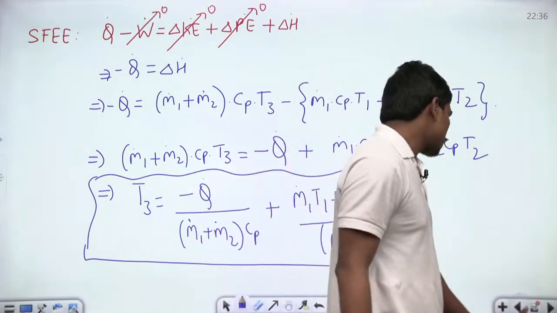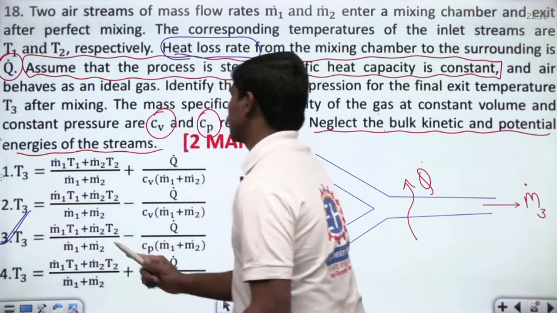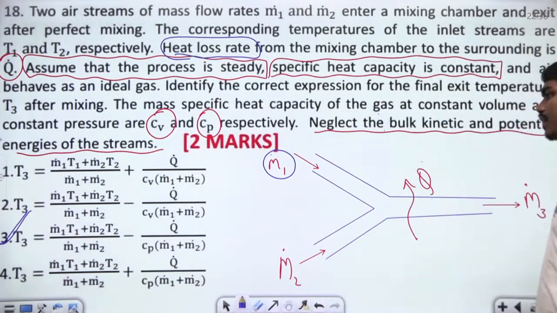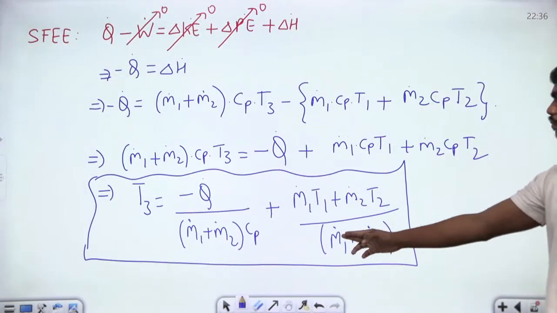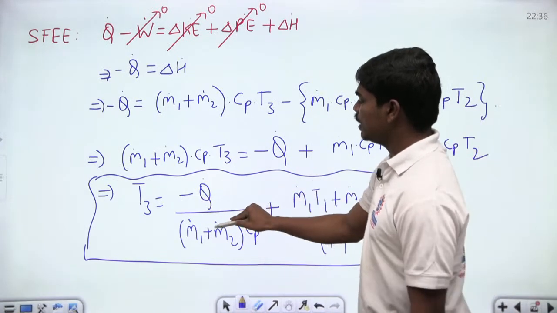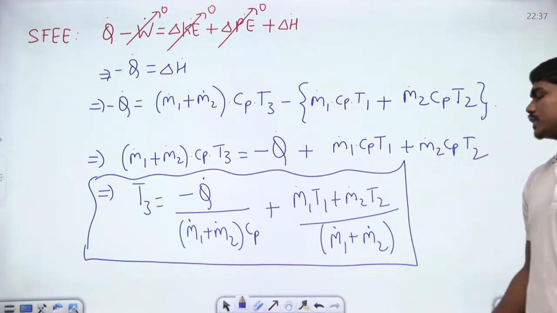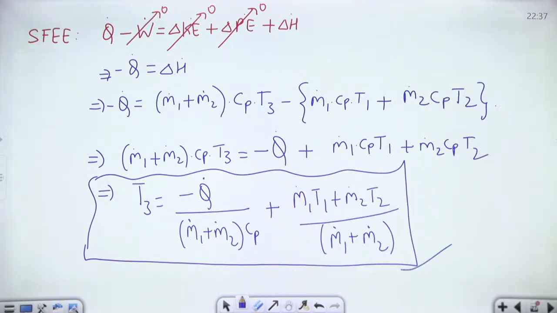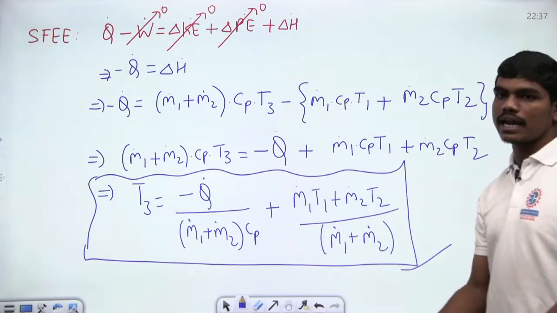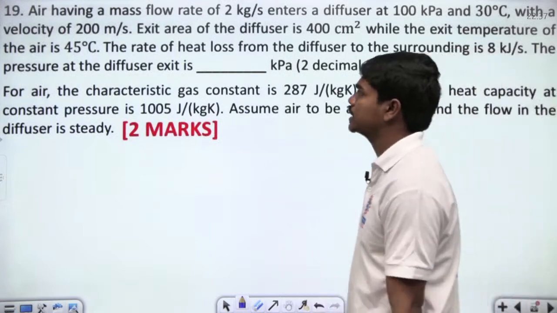M1 dot plus M2 dot. So now if you see, this option is somewhere here, the third option, correct? M1 dot T1 plus M2 dot T2 divided by M1 dot plus M2 dot, minus Q dot divided by M1 dot plus M2 dot into Cp. Of course, here this is Cp. Clear? So this is the final expression for the temperature T3. It's just steady flow energy equation analysis. Next, there are only 4 more questions. Let us do the things quickly.